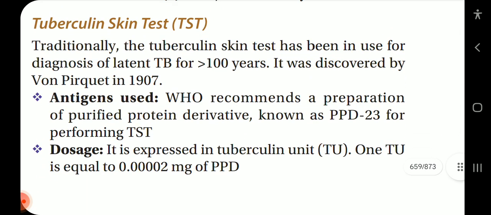Tuberculin skin test (TST). Traditionally, the tuberculin skin test has been in use for diagnosis of latent TB for more than 100 years. It was discovered by von Pirquet in 1907. Antigens used: WHO recommends the preparation of purified protein derivative known as PPD RT23 for performing TST. Dosage: it is expressed in tuberculin units, TU. 1 TU is equal to 0.0002 mg of PPD.